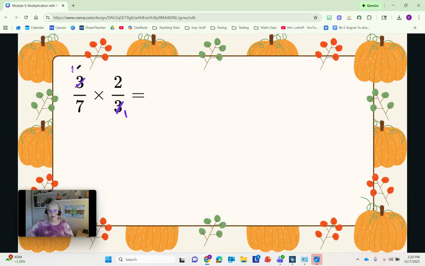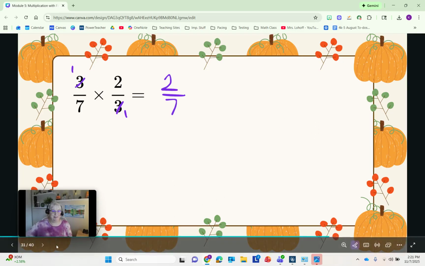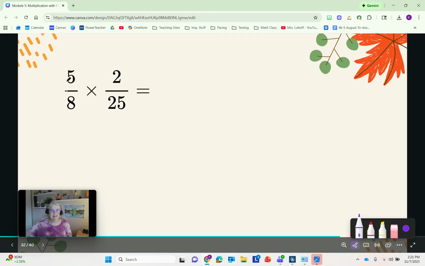Then I multiply across. 1 times 2 is 2. 7 times 1 is 7. Whichever way you choose to do it, it doesn't matter. You're going to get the right answer. You're either reducing factors in the beginning or you're reducing fractions at the end. Let's look at another example.